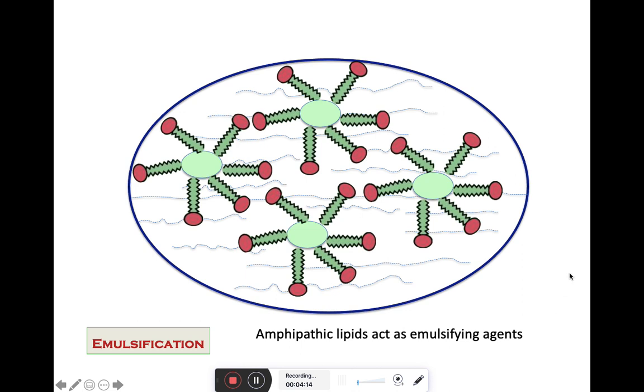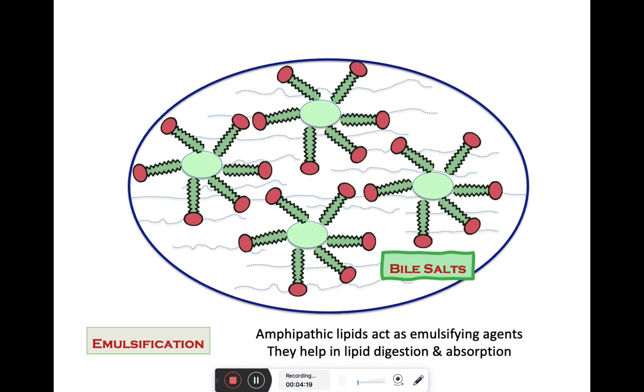And which amphipathic lipids act as emulsifying agents here? The bile salts. The important role played by the bile salts is that they act as emulsifying agents, which helps in lipid digestion and absorption in the GI tract. Now these lipid droplets can be easily acted upon by the enzymes and easily digested and subsequently absorbed in the bloodstream. So this is another important role played by the amphipathic lipids as emulsifying agents.